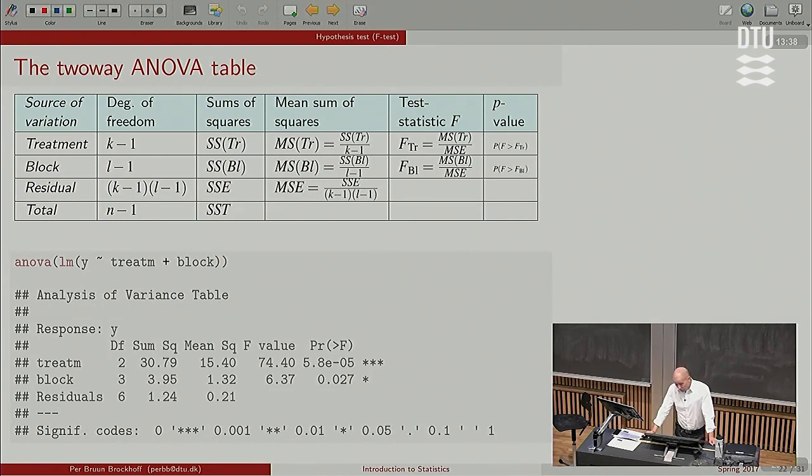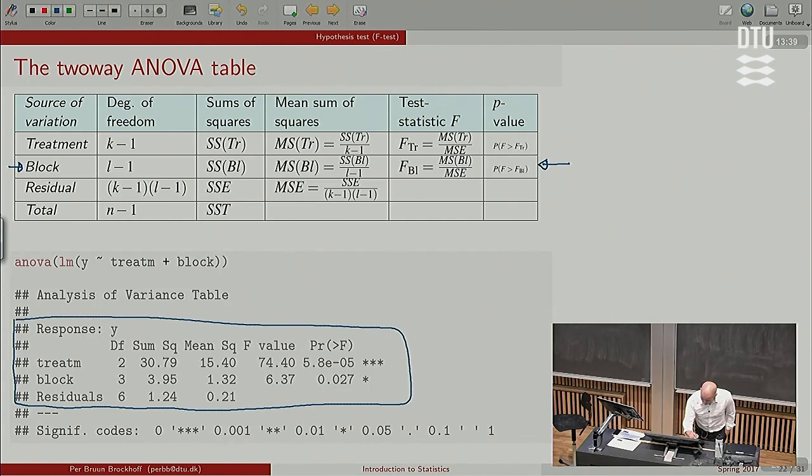Almost the same as last week. The only new thing is this, that we have a row in the output. We saw it already from R. That summarizes block differences. We have a row to tell the story about treatment differences, one row to tell the story about block differences, one row to tell the story about residual variability, and then in R the bottom total row is not even there, as you can see. So here is the output in R that matches the formal table.